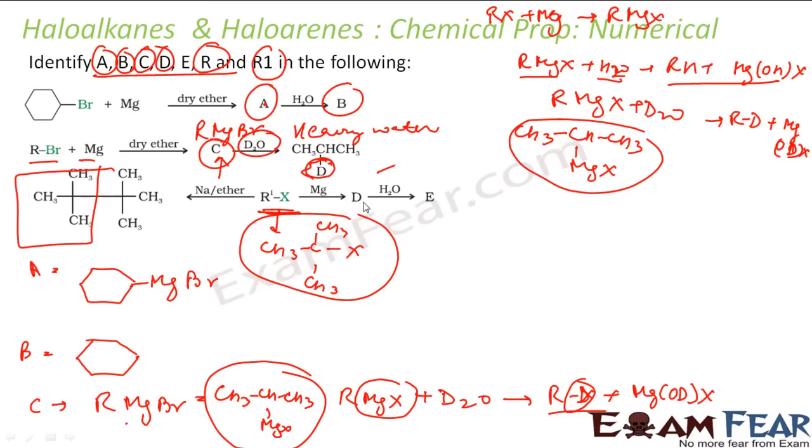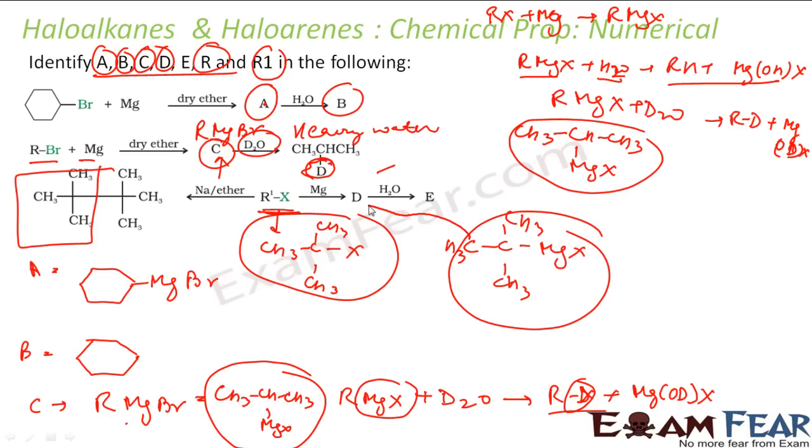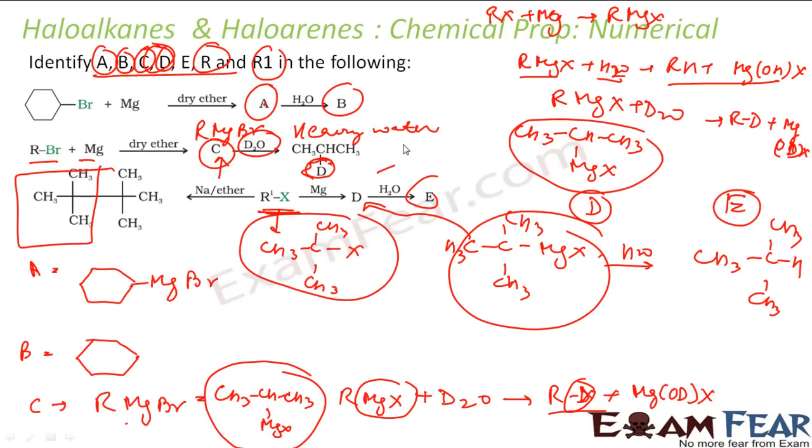Now when R1X reacts with Mg, it will form RMgX. That means it will form something like this. Correct? And this is nothing but my D. So I got D also. Now when this D reacts with water, I get E. So if you react this with water, what will you get? Your MgX will be replaced with hydrogen. So it will become CH3, C, CH3, CH3 and H. Correct? So this is my E. This is my D. So I found all the compounds. I found A, B, C, D and E.